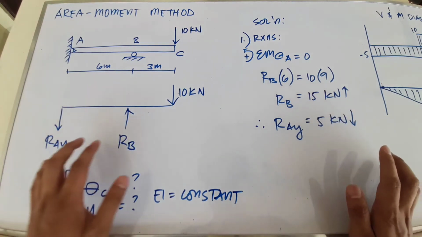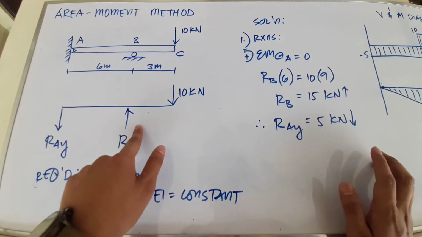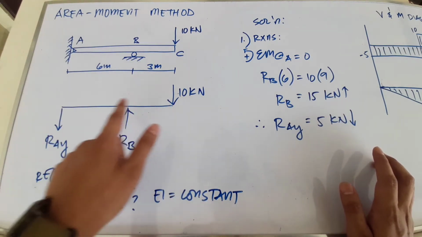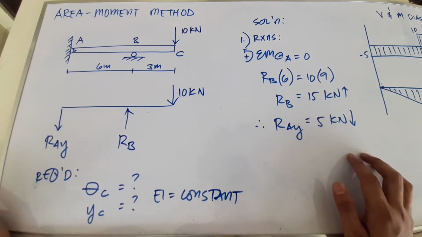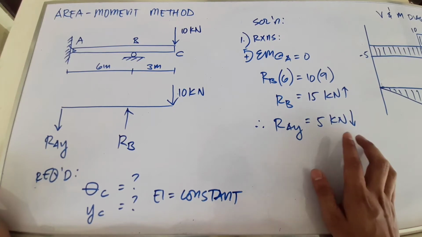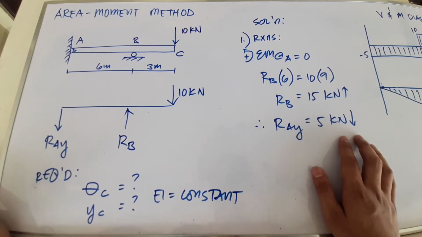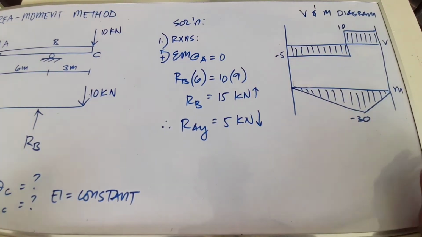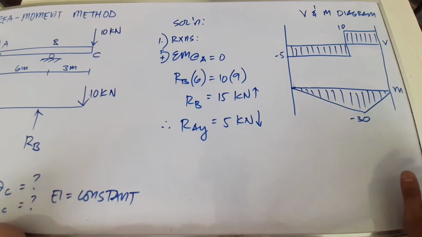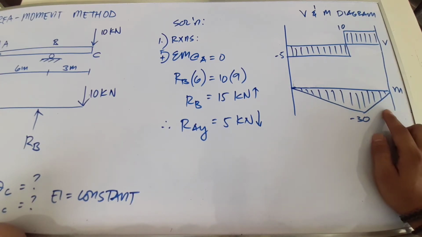And then, summation of forces. We have an upward 15. We have two downward forces, which are 10 plus RAY. So, RAY, therefore, is 5 kN, which is directed downward. Next is the shear and moment diagram. Because, as we said earlier, our area moment method is very dependent on our moment diagram. We will make a shear and moment diagram.